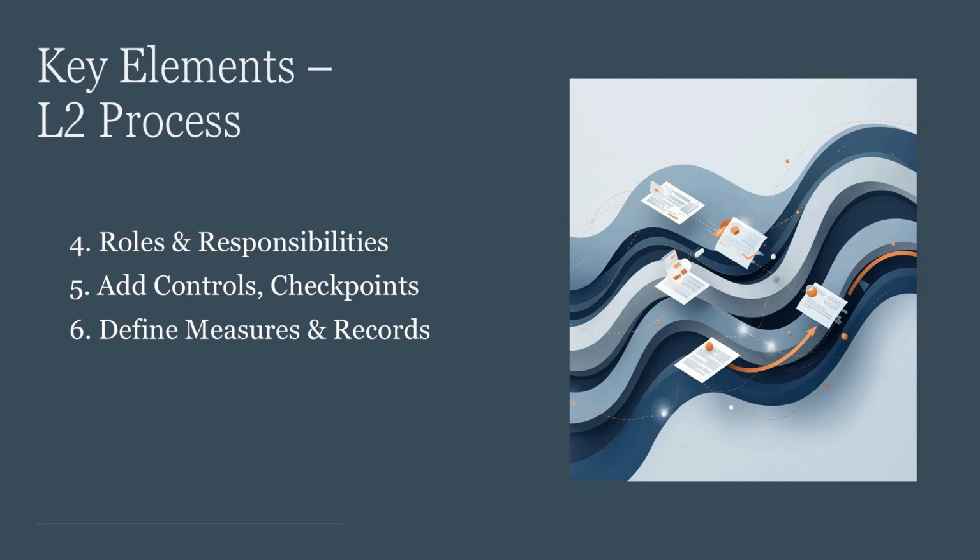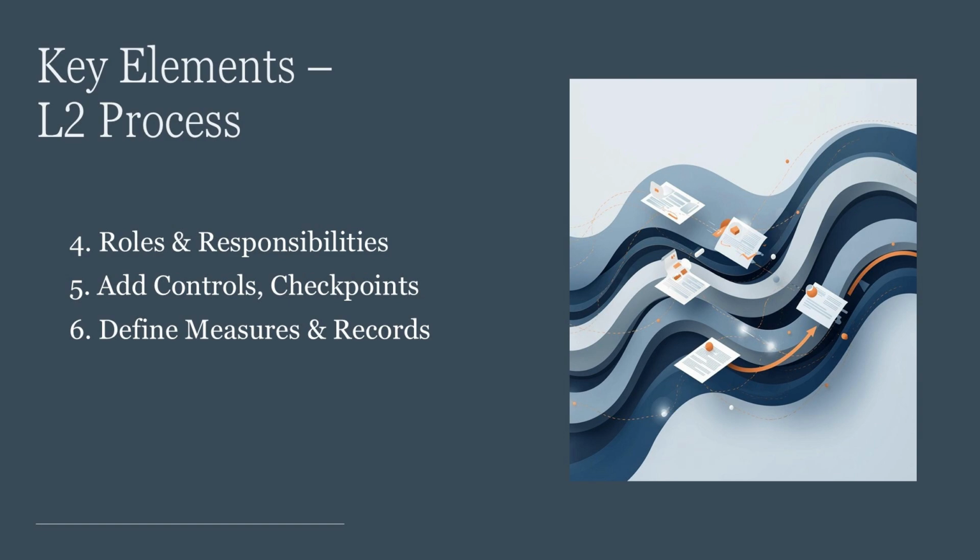The next element is add controls and checkpoints. Identify where things can go wrong, like late approvals, selecting a wrong vendor, incomplete drawings, and add these control points. This converts your process map into a risk control workflow, and these control points can be helpful in your internal audits or assessing your process.